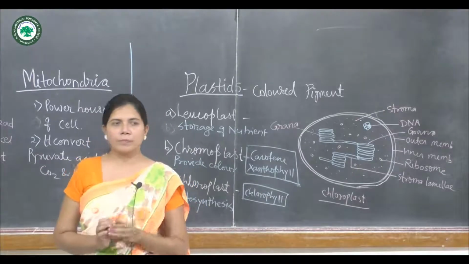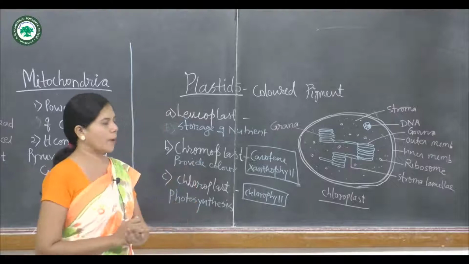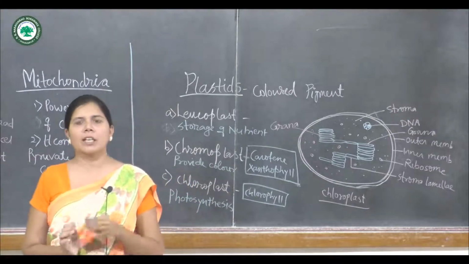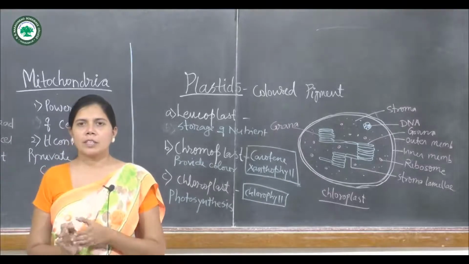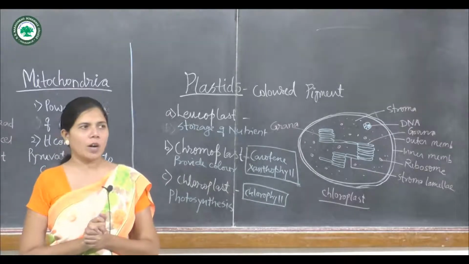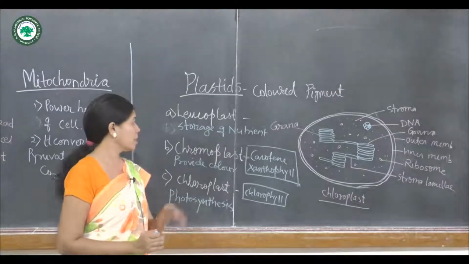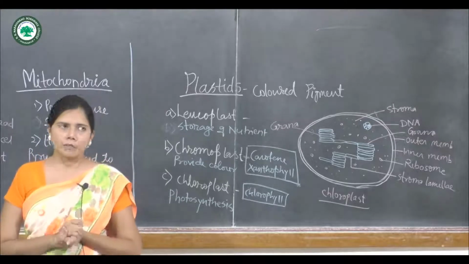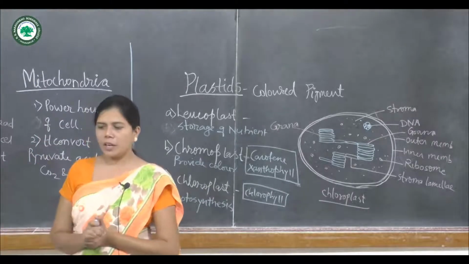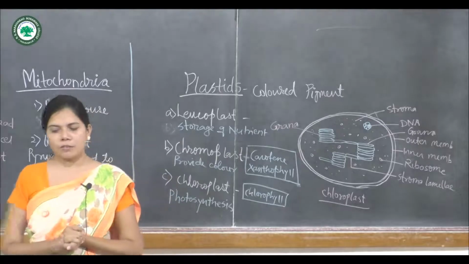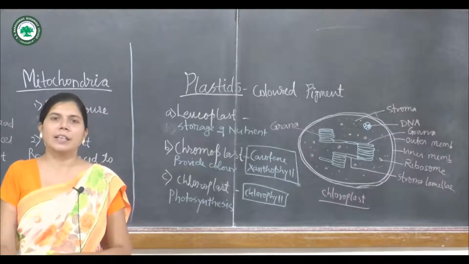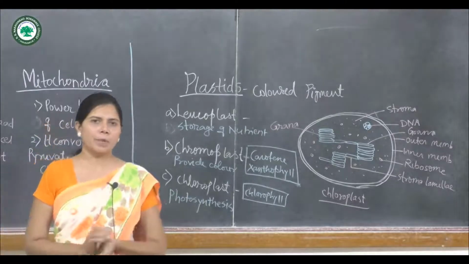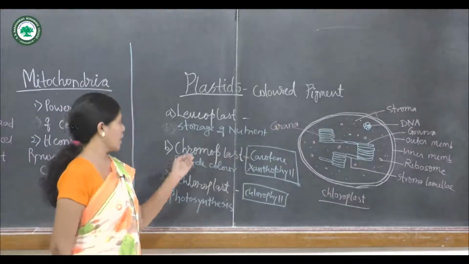The function of the leucoplast is the storage of nutrients. They are colorless plastids because no pigment is present, and that's why the function of the leucoplast is the storage of nutrients. There are amyloplasts which store starch, and aleuroplasts which store protein, and these are examples of the leucoplast.